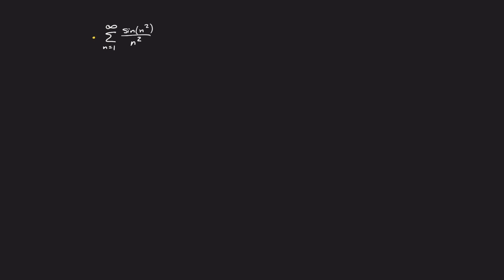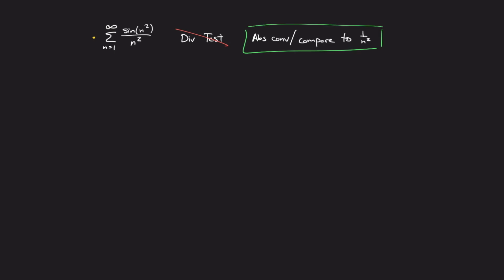And for the sum of sine of n squared over n squared, the divergence test again doesn't work, but the sign indicates that testing for absolute convergence might work. Taking absolute values, we find that we can compare this to the sum of 1 over n squared, which turns out to work.